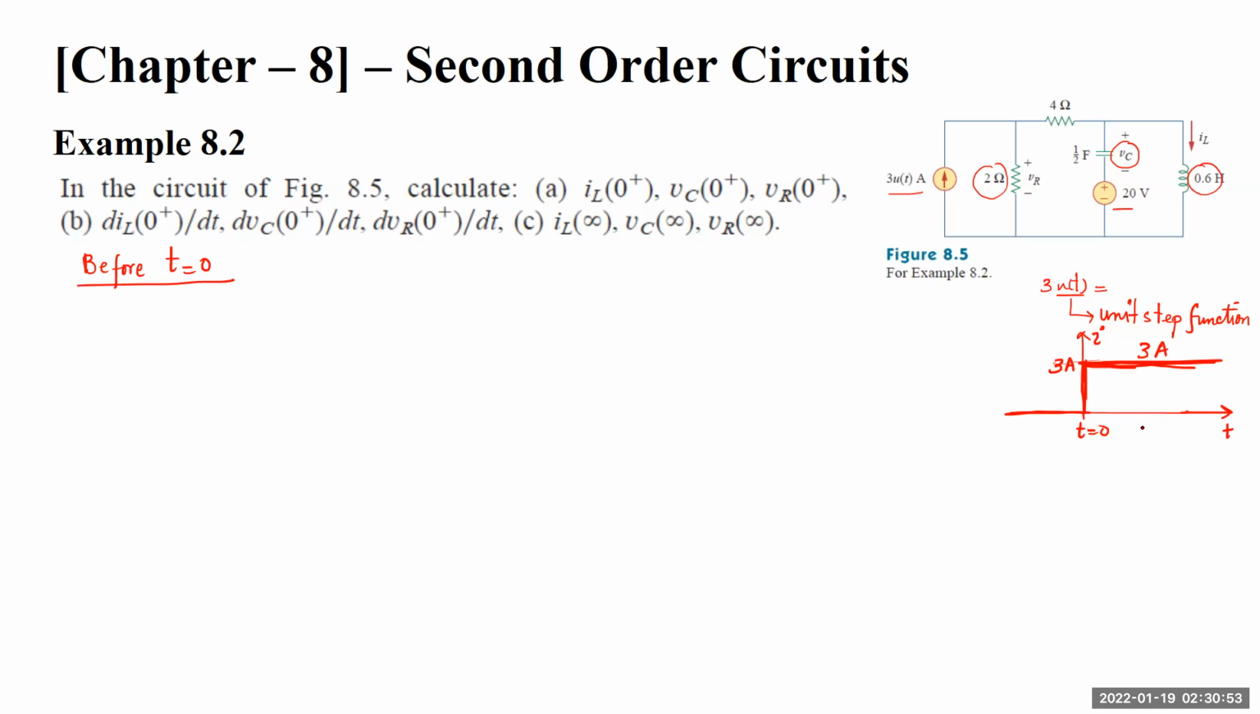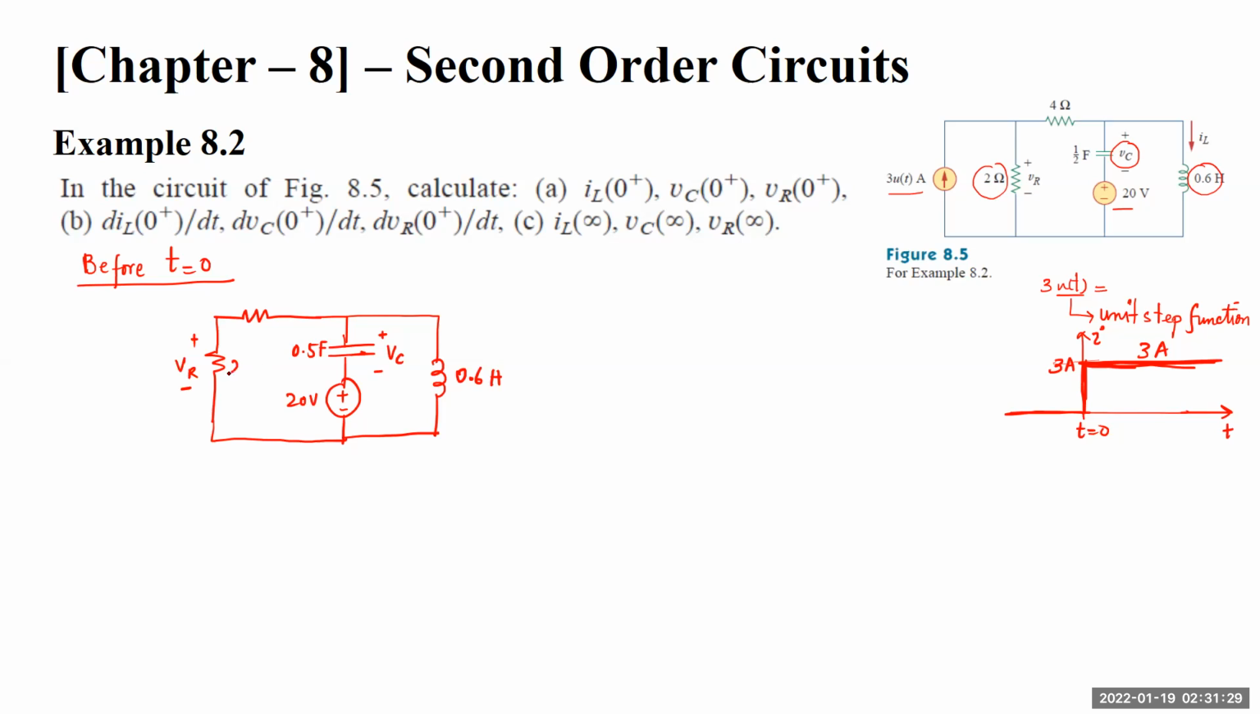Before time t equals 0, there is no current source. So my effective circuit looks something like this. We have a capacitor here, we have a voltage source, and we have an inductor over here. This is 0.6 Henry. This is plus minus VC. This is 0.5 farad. This is 20 volts. This is plus minus VR, 2 ohms. This is 4 ohms. So this is how my circuit looks.